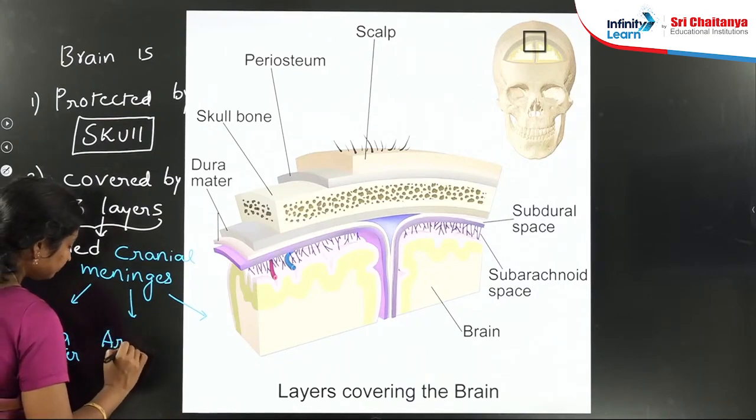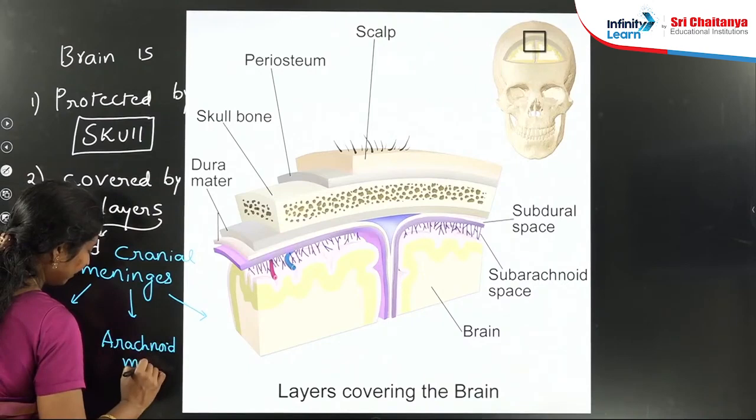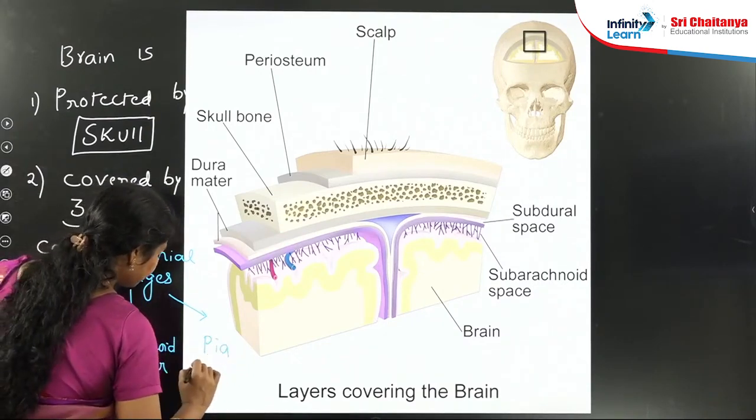Second one is arachnoid matter, because it looks like a spider web. That's arachnoid matter. The third one is pia matter.